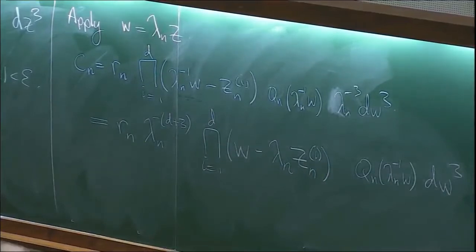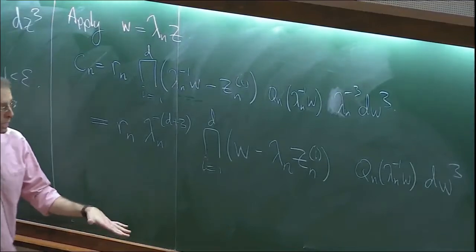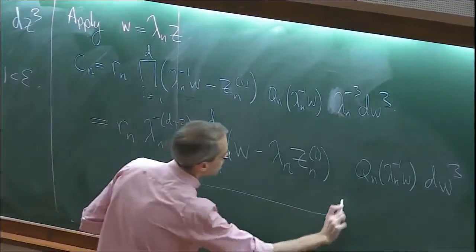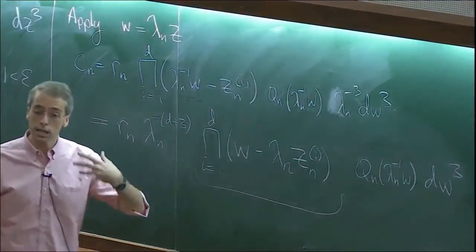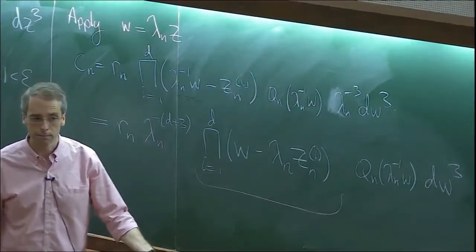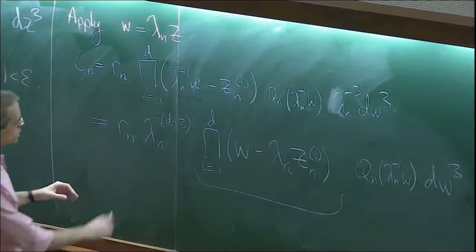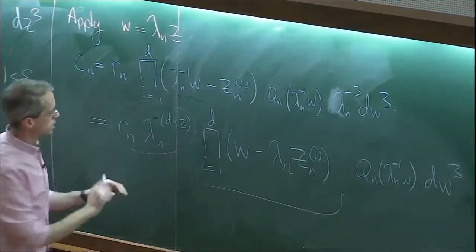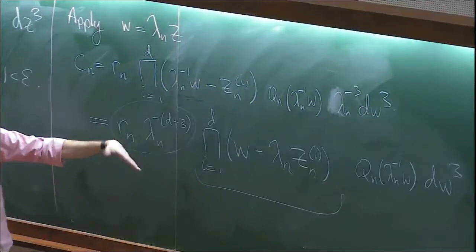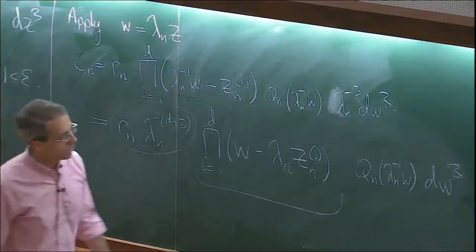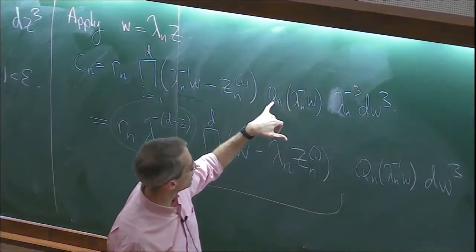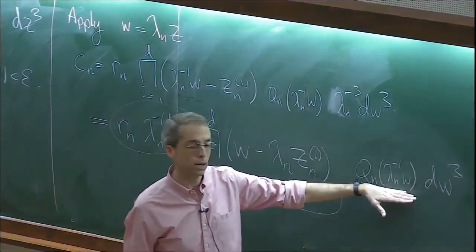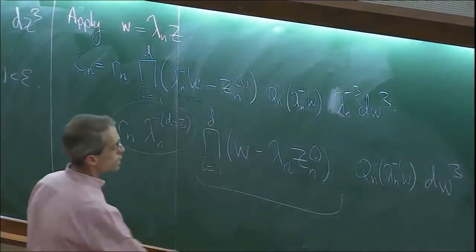So how does this look? Ideally, what we would want is for this factor in the middle, which is a polynomial of degree d, to actually converge as n goes to infinity. Then we would recover the previous situation if we just arranged for this leading coefficient to be 1 by choosing lambda n appropriately. Notice that since Qn converges uniformly to 1, the same thing is true for Qn of lambda n inverse w. So this part goes to 1.